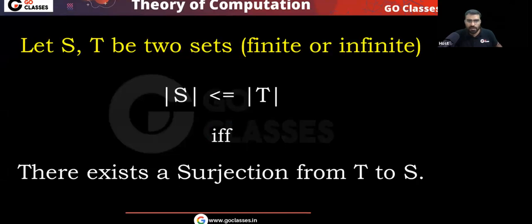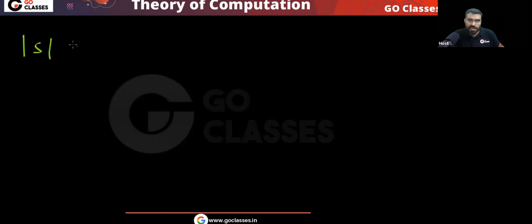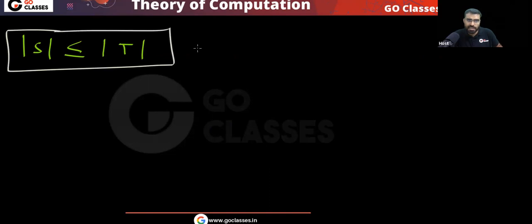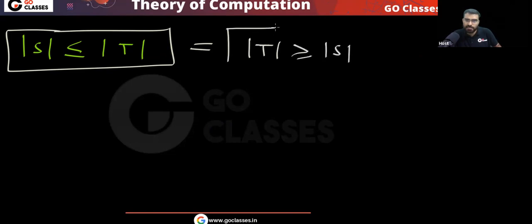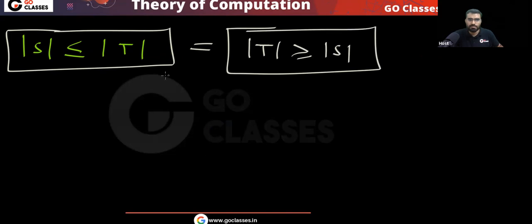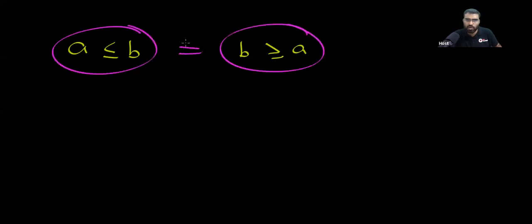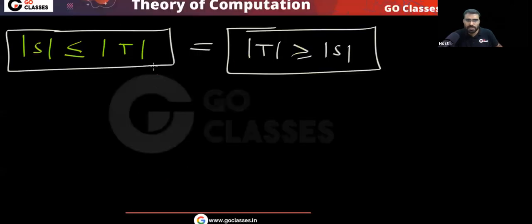Now let's see this one. Set S cardinality is less than or equal to set T cardinality. Can I write the same statement like this, that set T cardinality is greater than or equal to set S cardinality? Yes or no? These two things are same. It's very simple. A is less than or equal to B. Can I write it like this, that B is greater than or equal to A? They are same. This is what I'm saying, that these two things are same.